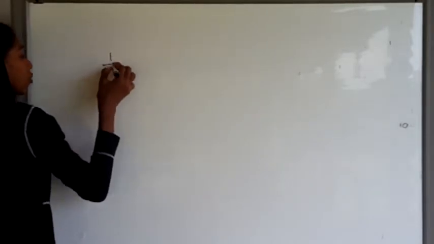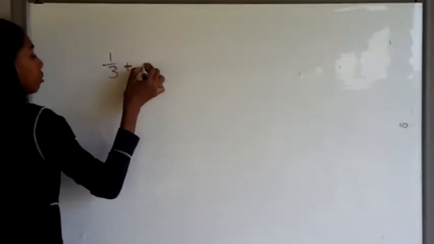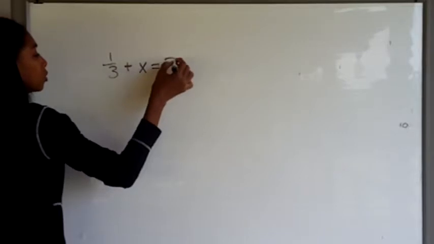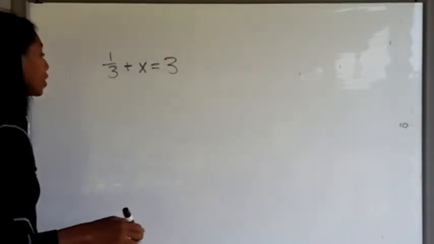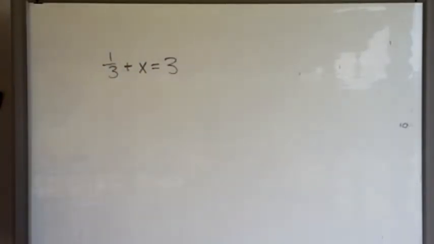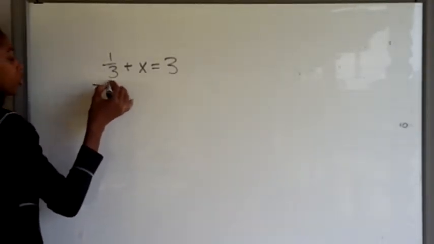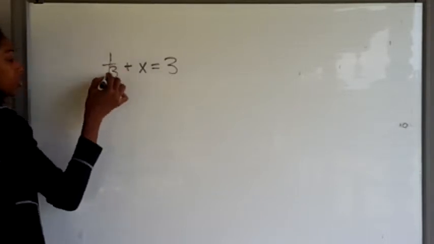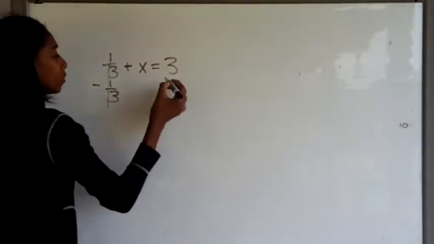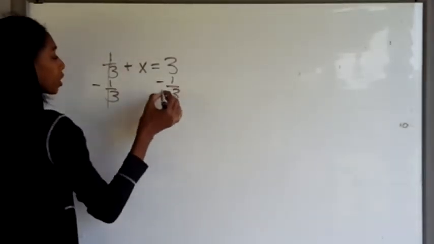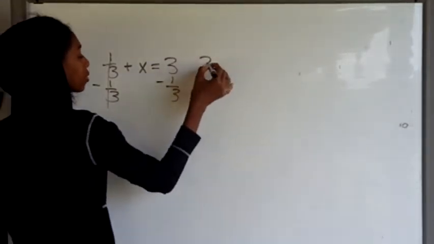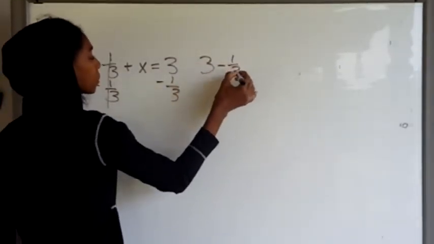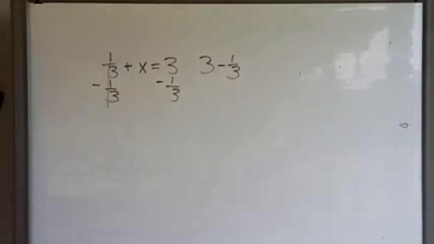Alright, so let's say we have 1/3 plus x equals 3. So to do this, we're gonna subtract 1/3, just like we've been doing before. It's just that it's a fraction now. So now we have 3 minus 1/3, and so now we follow our rules for subtracting fractions.